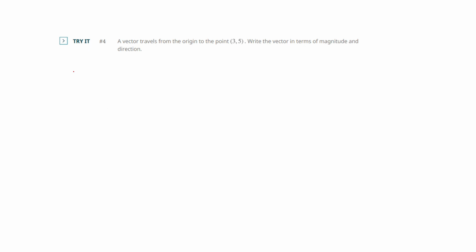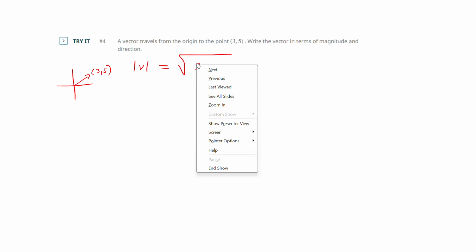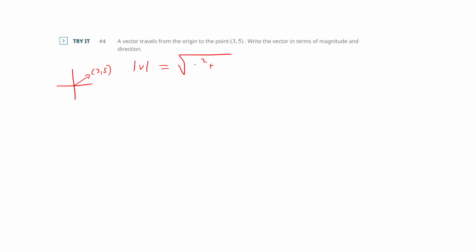Okay, so let's do this again. We've got a vector here that's coming up to 3, 5. First of all, we want to find the magnitude of that vector. That's just 3 squared plus 5 squared. It's just the Pythagorean theorem again. We've done this many times. So that's the square root of 9 plus 25, so the square root of 34. So the magnitude of v is the square root of 34.